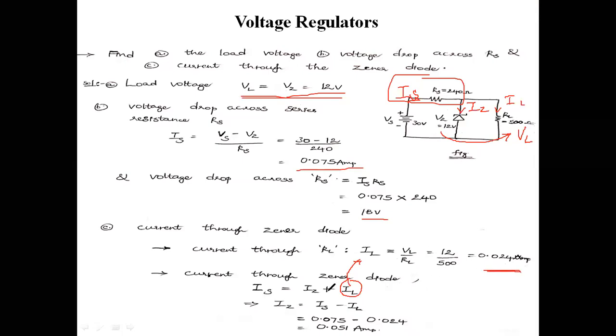Similarly, current through the Zener diode can be obtained by Is is equal to Iz plus IL, that is Iz is equal to Is minus IL. By substituting this Is value as well as the IL value, I can obtain the Zener current here. That is 0.051, the Zener current. That is the proper splitting of the two current levels. Across the Zener diode, the maximum amount of current is flowing, and across the load, a somewhat low amount of current is flowing. In this way, you are supposed to do some problems upon this Zener diode also.